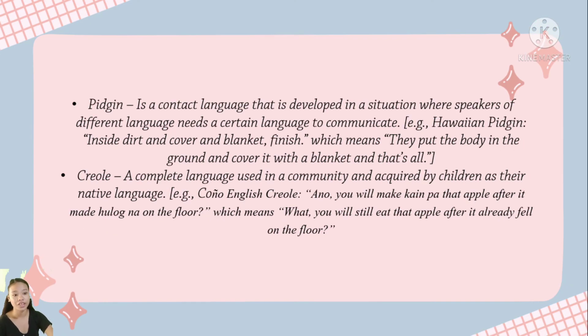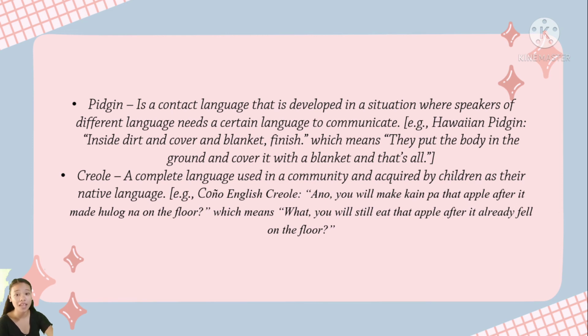Now we have Pidgin. It is a contact language that is developed in a situation where speakers of different languages need a certain language to communicate. This type of language contact is developed for practical purposes. Pidgin doesn't have native speakers. They are only developed in order to communicate. For example, the Hawaiian pidgin: "Inside dirt and cover and blanket, finish." Which means they put the body in the ground and cover it with a blanket, and that's all.